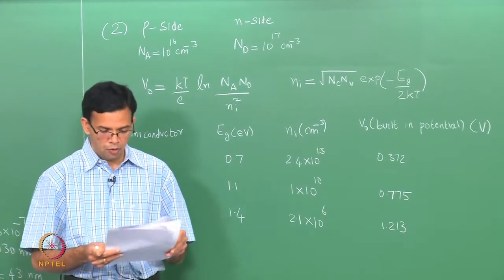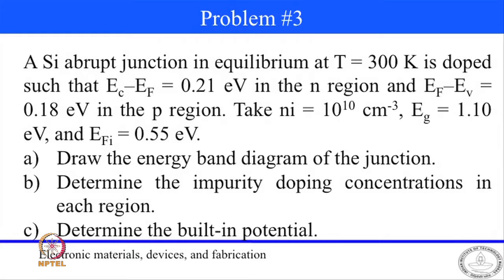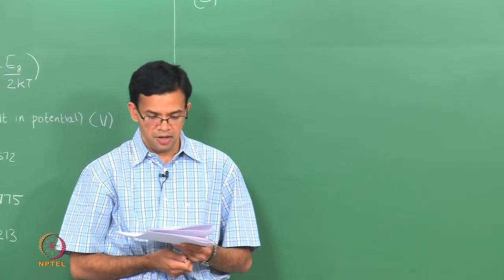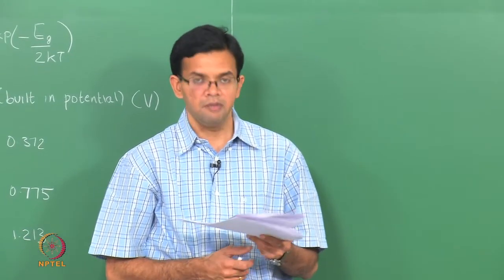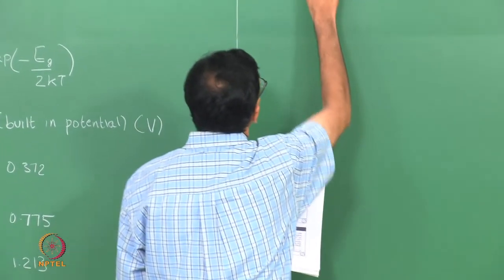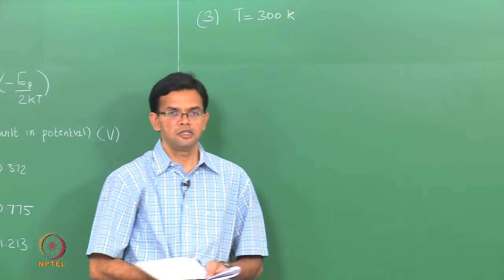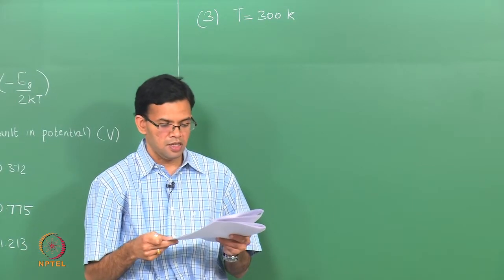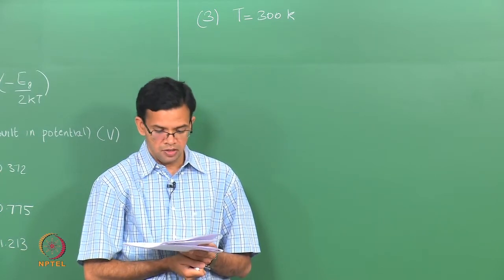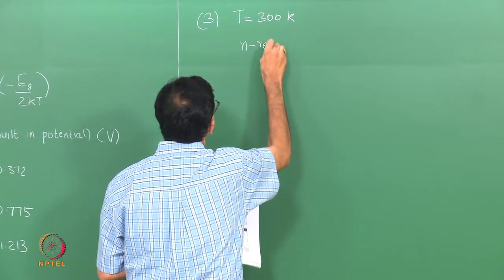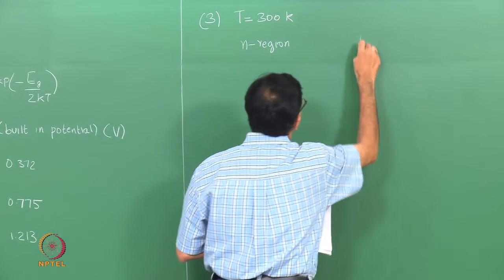Let us now go to problem 3. In problem 3, we have a silicon abrupt junction which is in thermal equilibrium at room temperature. So, temperature T is 300 Kelvin. It is doped in such a way that Ec minus Ef is 0.21 electron volts in the N region. So, you have an N region and you have a P region.